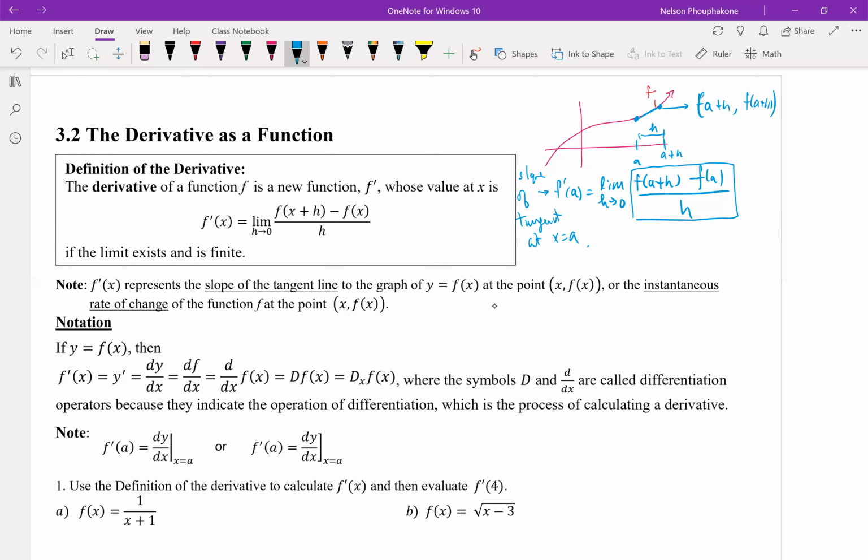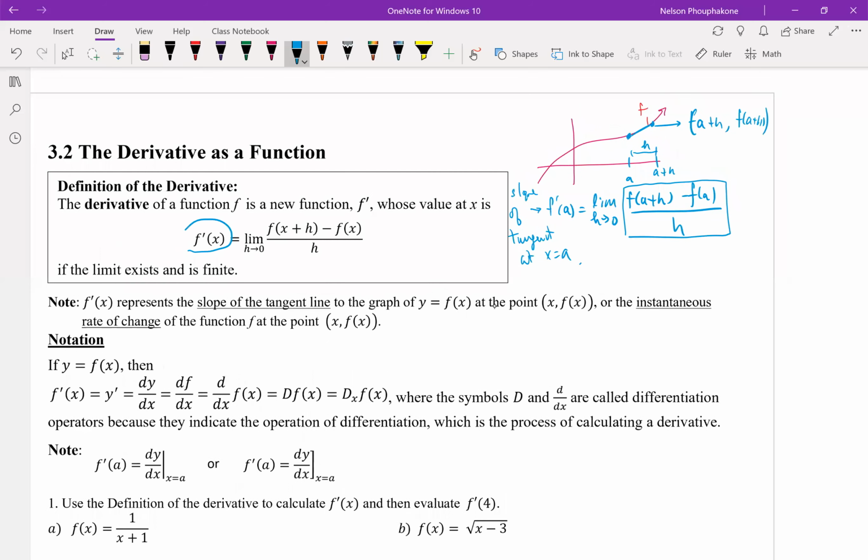Now this section is slightly different. We would like the derivative to depend on x, meaning right now I'm not going to fix the a. It could be any number on the x-axis. So the derivative is a function, and that function depends on x. This is really similar to the last section, where we replace the a by x.